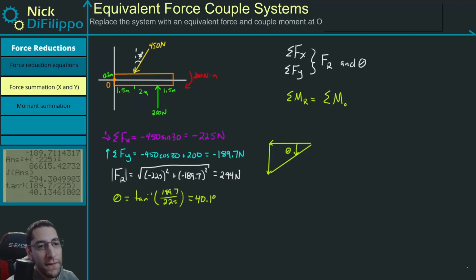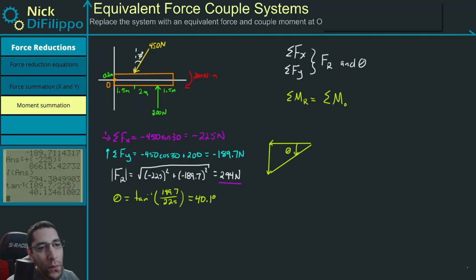So this is our force. Our force has a magnitude at point O. If we're replacing this system with a force, magnitude is going to be 294 newtons, and it's going to be 40.1 degrees in this direction. So something like this. That's going to be our resultant force. I'm going to get rid of that right now so we don't confuse ourselves. But now we need to figure out the sum of our moments about point O.